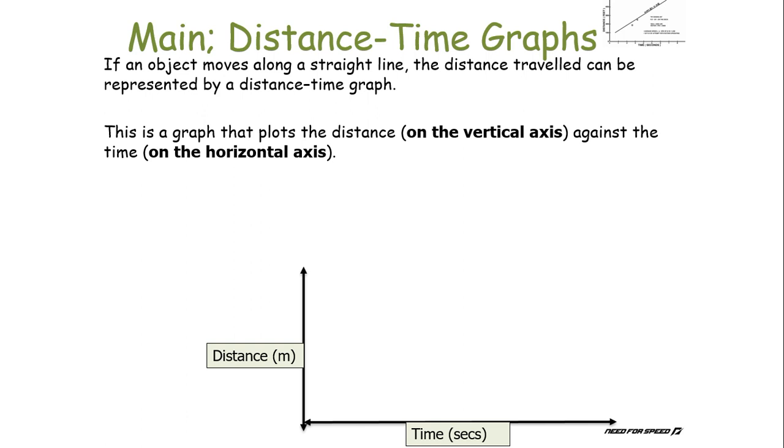Now, if an object is moving along in a straight line, well then the distance can be represented by a distance time graph.